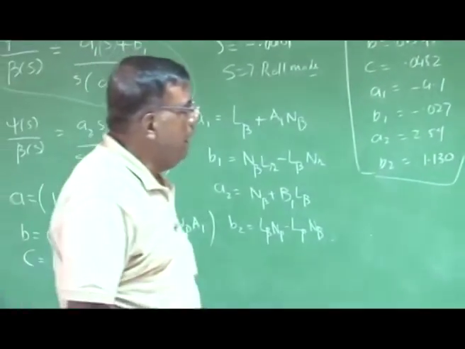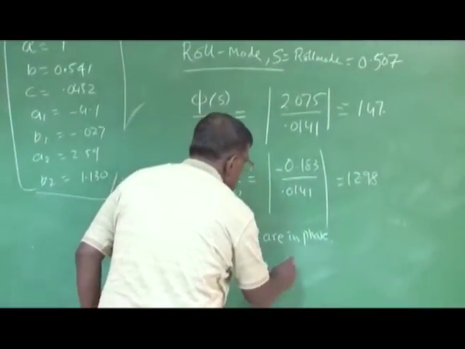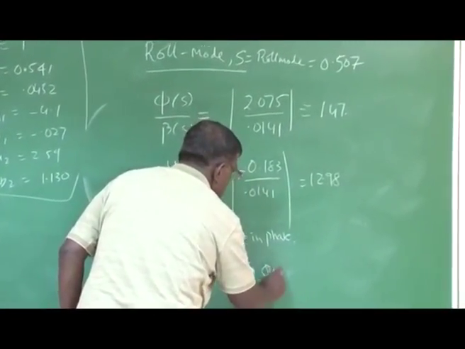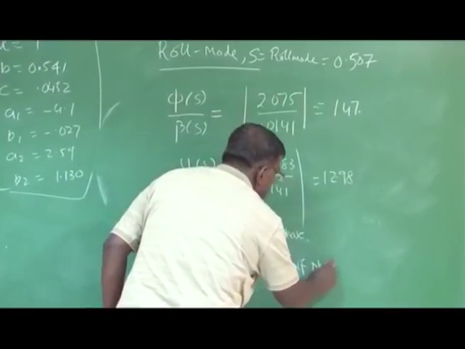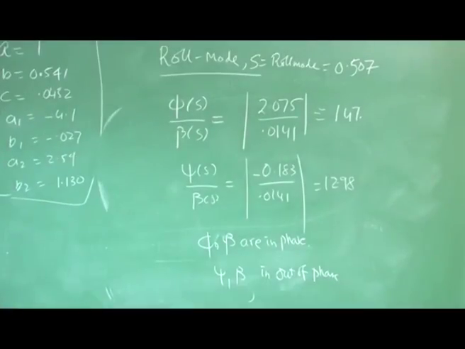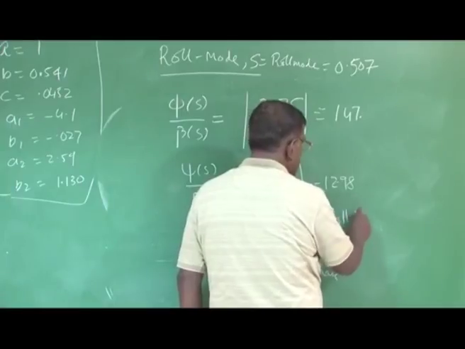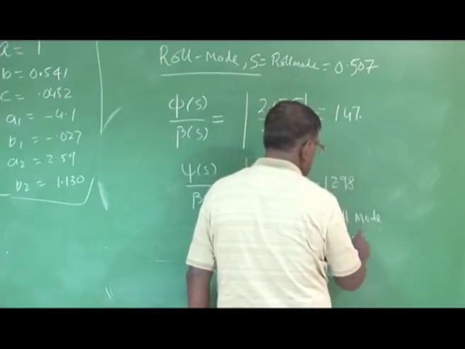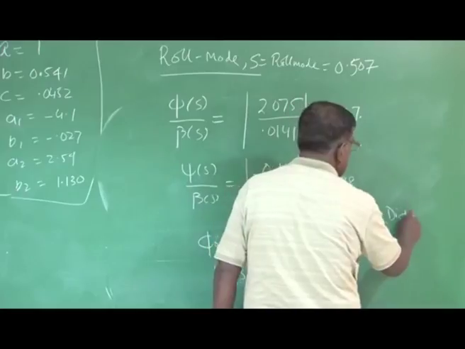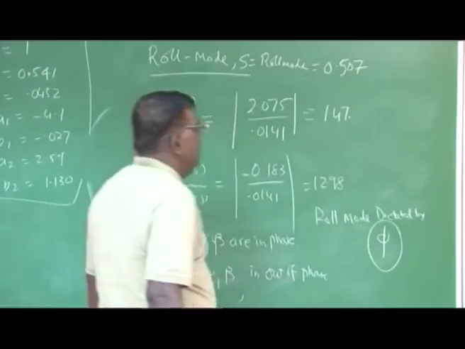Highly damped. And for psi and beta, you find they are out of phase. The phase angle is 180 degree because of this minus sign here, right? So as a designer, what should I infer? The roll mode is predominantly dictated by phi, and that we know.